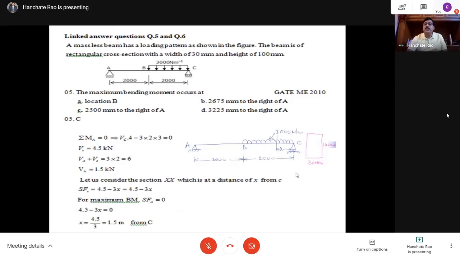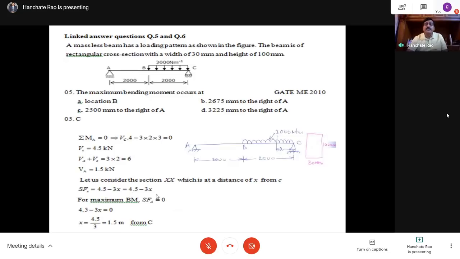So shear force: here the vertical reaction is 4.5 kilonewtons. Algebraic sum of all the forces on the right hand side I am considering. So the vertical reaction is 4.5 and the downward load is 3 into x. So the shear force equation, if you follow right upwards positive, is 4.5 minus 3x. Yeah, right upwards is positive.